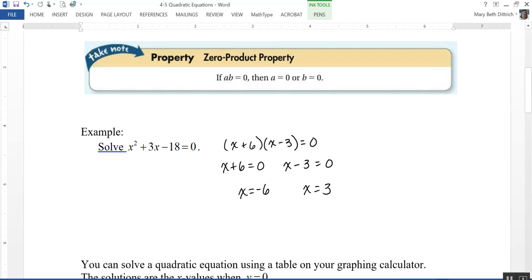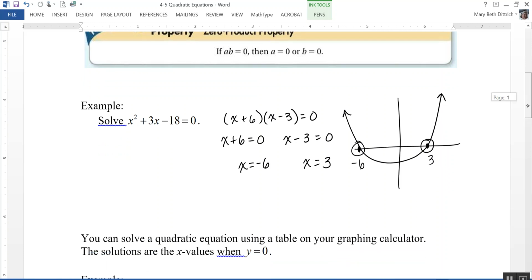So what does that mean? That means that the quadratic function f of x equals x squared plus 3x minus 18, the graph of that, is going to cross the x-axis at the point x equals negative 6 and the point x equals 3. I could do a real simple sketch of that for you. So if that's 3, and let's say that is negative 6, the graph of my quadratic is going to look something like this. And that's not super exact. These points right here are called the zeros, or the solutions, of that equation.